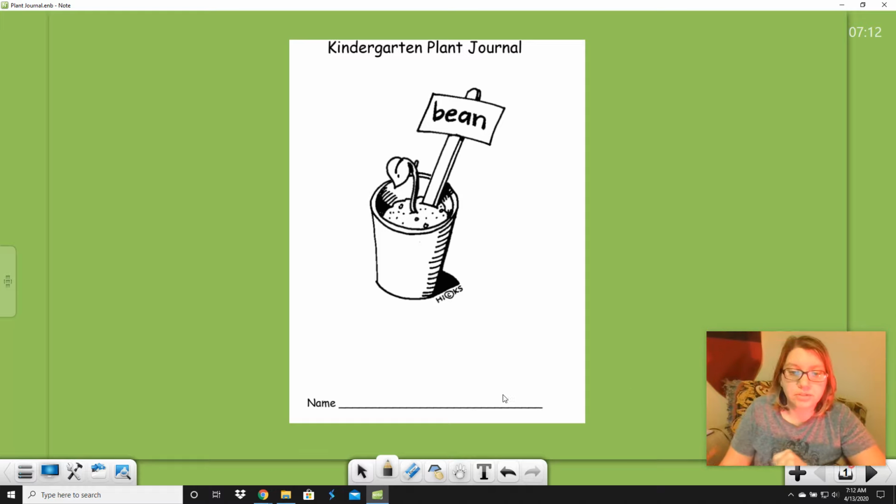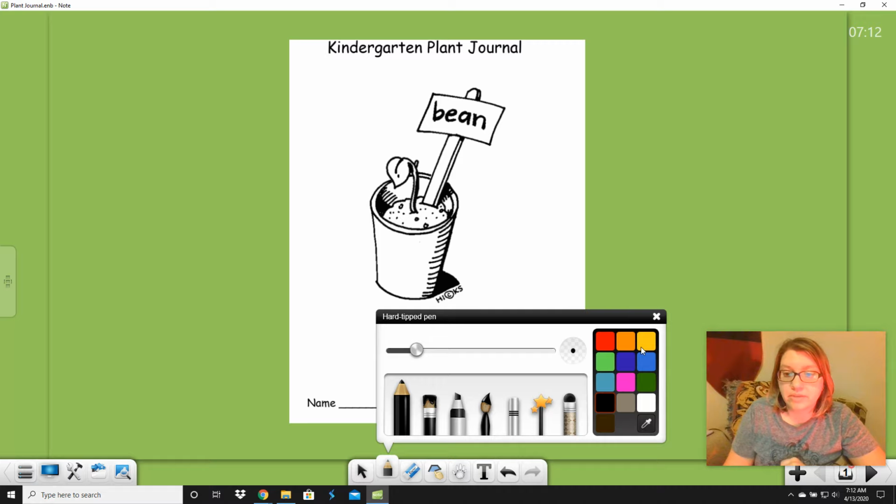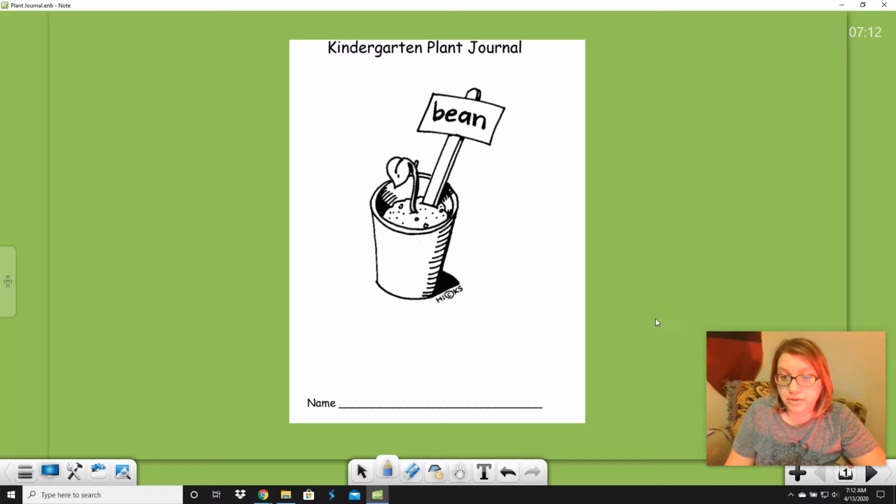You need a pencil, crayons if you have them, and if your parents say it's okay, you need scissors and glue. Or tape if you don't have glue. I'm writing Miss Thompson. You should be writing your name. Okay?